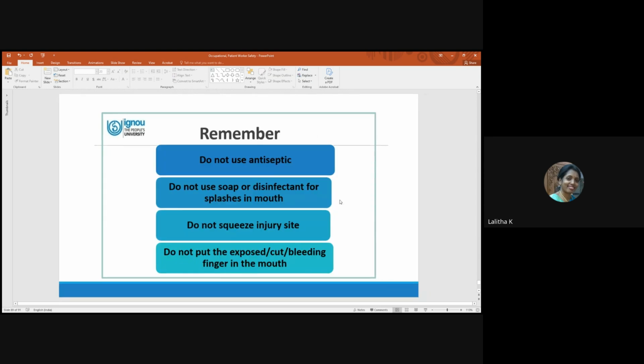Remember not to panic, not to use antiseptics, not to use soap or disinfectant. We do not recommend any disinfectants for mouth splashes, and do not squeeze the injury site. Okay, it's not recommended. And do not put your exposed or cut or bleeding finger into the mouth as a reflex. That is a common thing we do whenever there is an injury, to put our hands into our mouth. So don't do that.